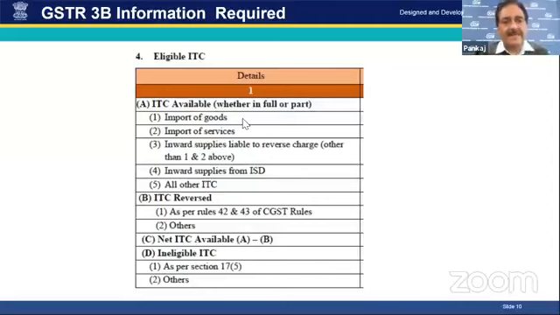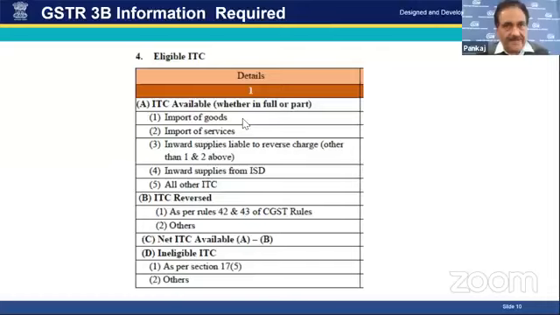It may be ITC available on the import of goods, or on import of services, or on inward supplies received by the taxpayer which are liable to reverse charge. So if there are certain inward supplies from an ISD, input services distributor, these are also to be mentioned. And the taxpayer also has to enter the details of what amount of input tax credit he is to reverse under Rule 42 and 43 of the CGST Rules.